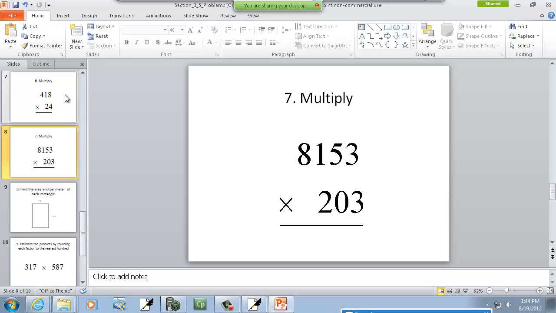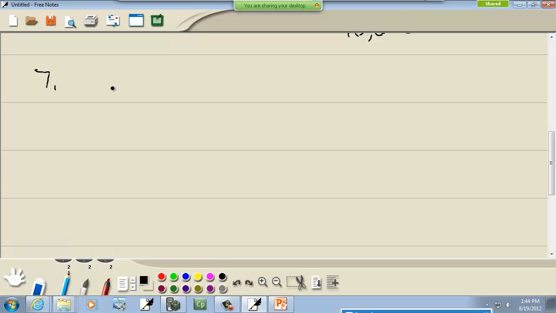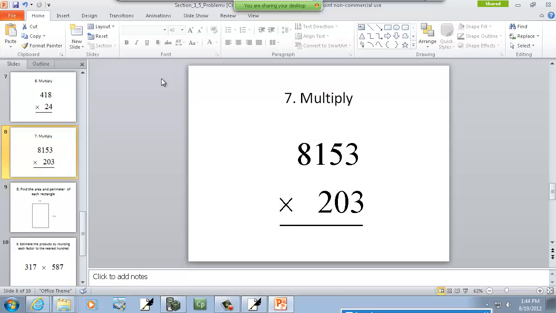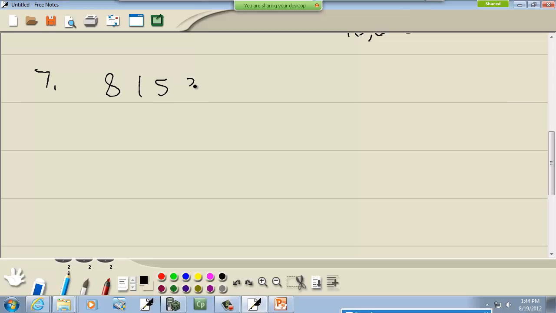Let's look at another multiplication. We've got 8,153 times 203. Okay, so we'll start with the rightmost digit, the 3. 3 times 3 is 9. 3 times 5 is 15. I'll put the 5 and I carry the tens place, the 1. 3 times 1 is 3, plus 1 gives us 4. And 3 times 8 is 24.